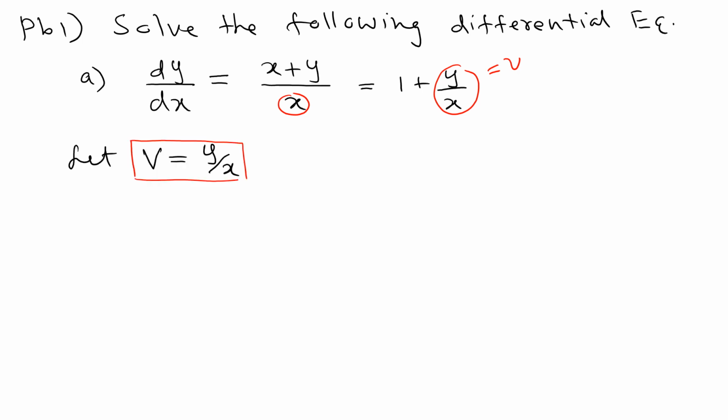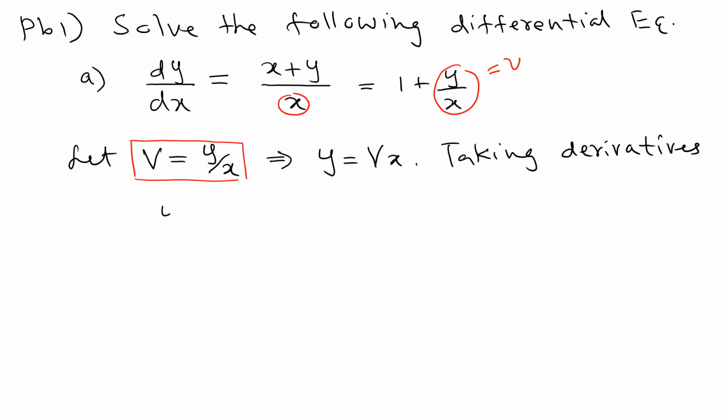So let v equal y over x. This is going to give you, if you cross multiply, y equals vx, and then taking derivatives, we get, as before, y prime equals v plus v prime x. You can just use it like that. Okay, now what we can do is substitute this into the equation.